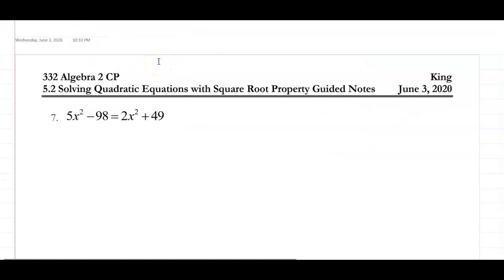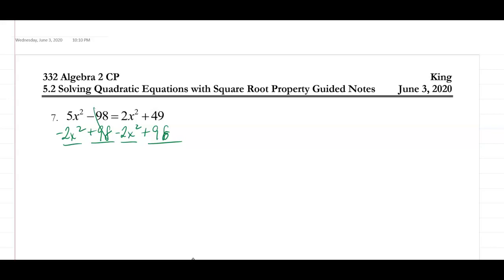Okay, so now we come to number 7. Now we've got x squared terms on each side. So again, a little bit more complexity here. So this time we're going to push the numbers to the right again, and we're going to move the x squared terms to the left.